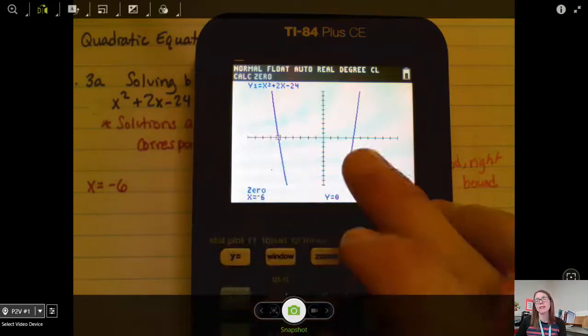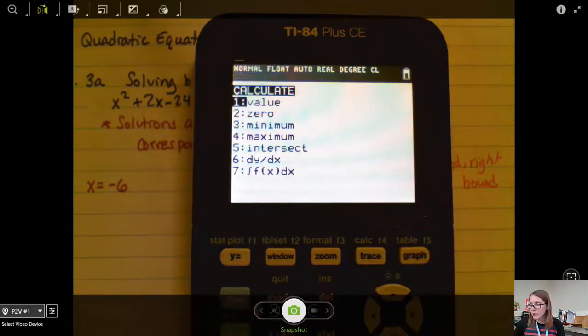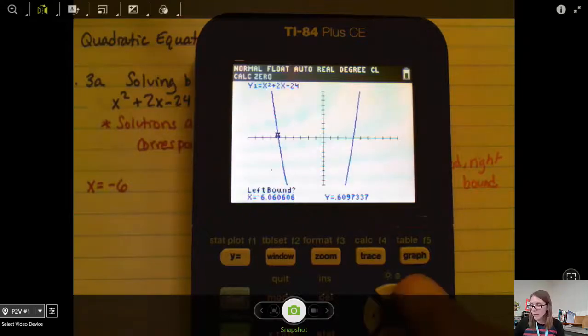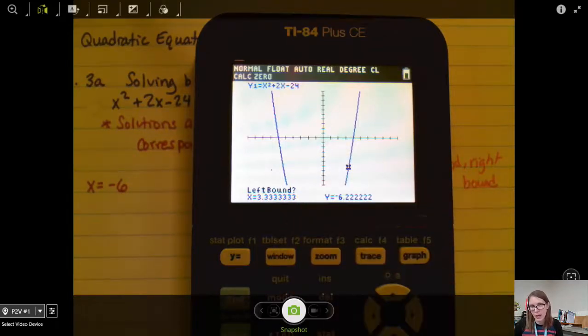We're going to repeat the same process over here to find our other x-intercept. So again, second calc 0. And scroll over. I know right here I'm on the left side of my x-intercept, so I'm going to hit enter. Right bound, we have to go to the right. Enter, and then guess. There's my other x-intercept when x is 4.